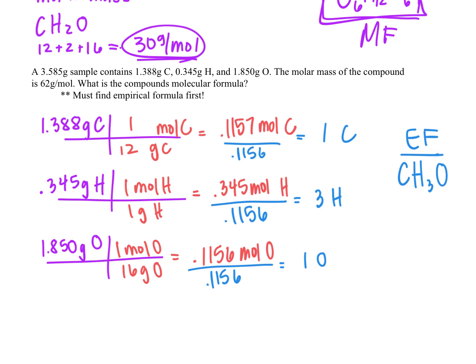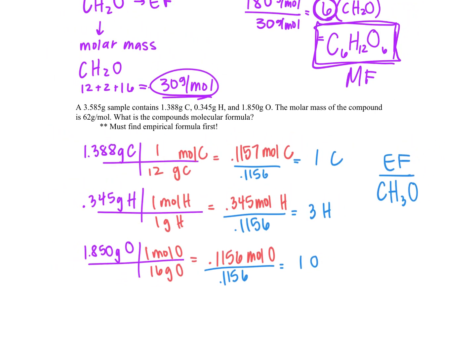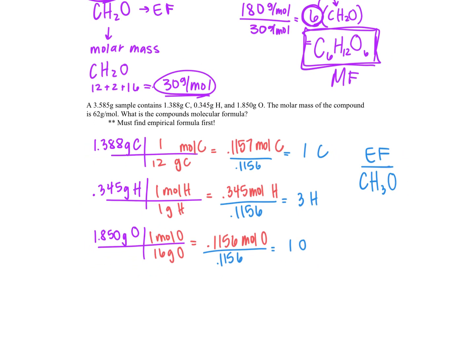But I can't stop my question here. It asks me for an unknown molecular formula. So now I'm to the part of my question that I was at in our last one. In our last question, they gave us the empirical formula, but this time I had to solve for it. So now I need to find the molar mass of CH3O. Carbon plus 3 hydrogens plus oxygen gives me 31 grams per mole.